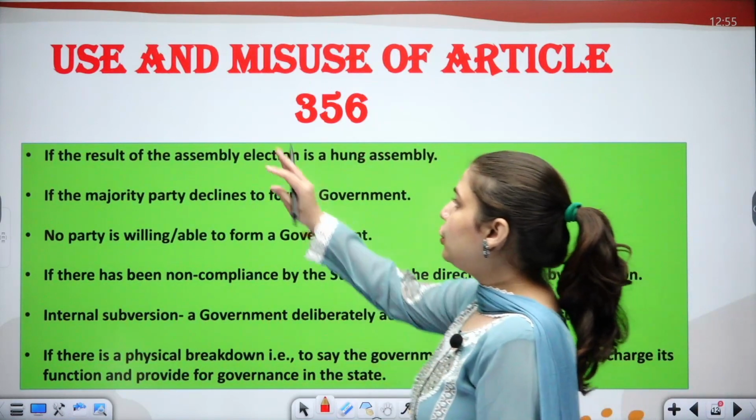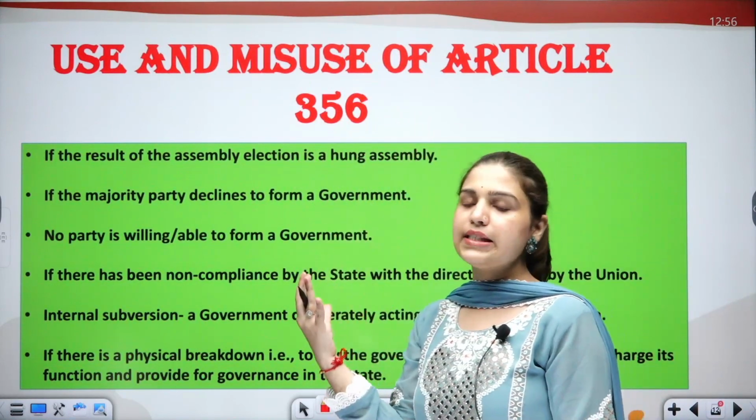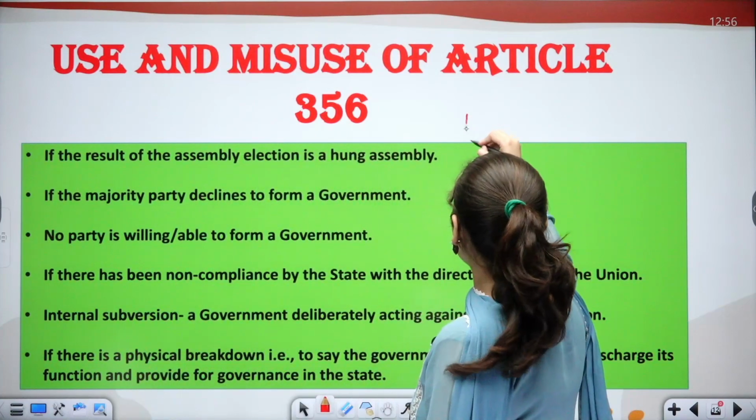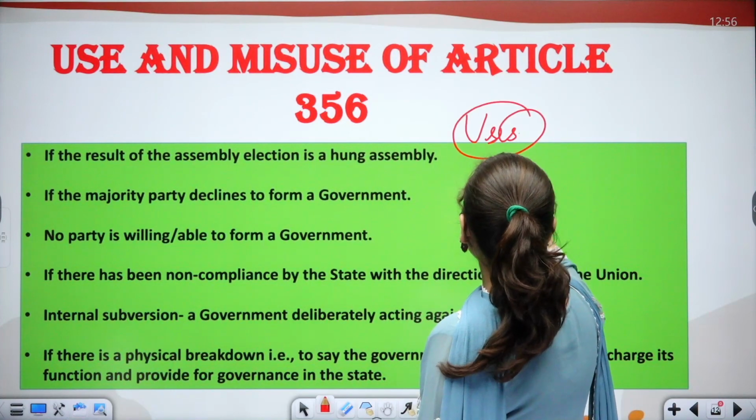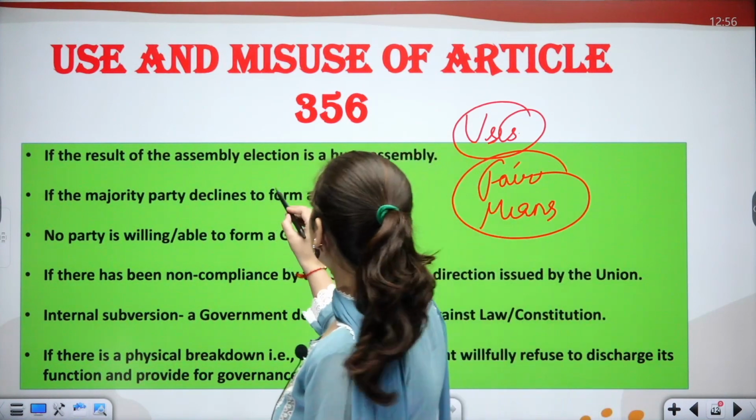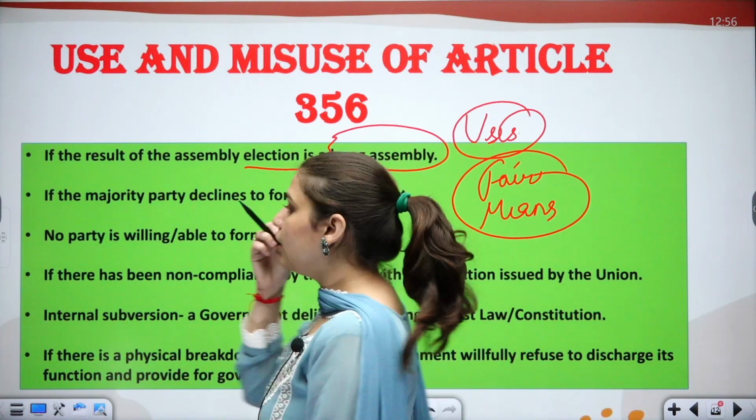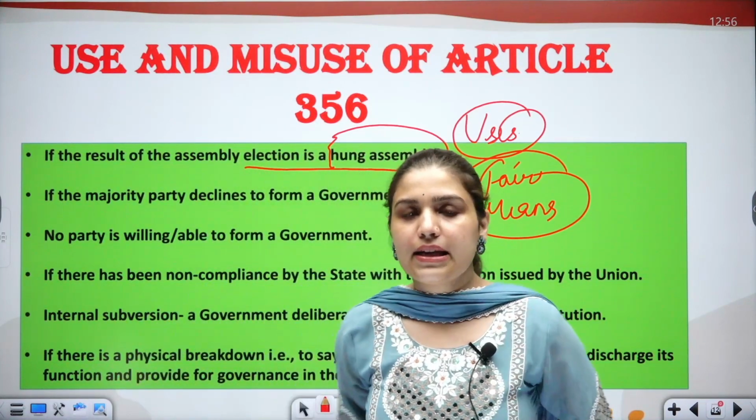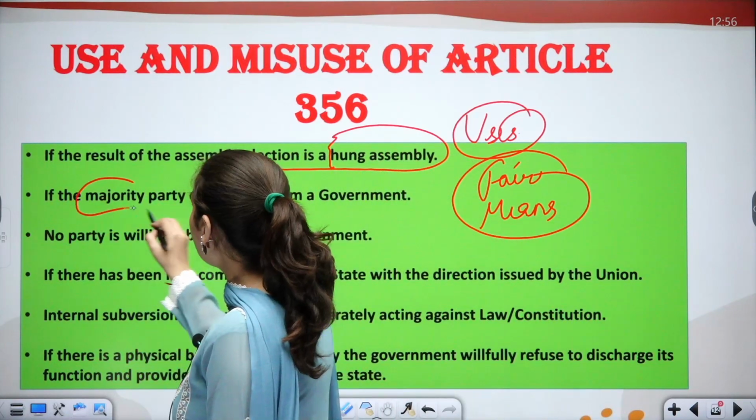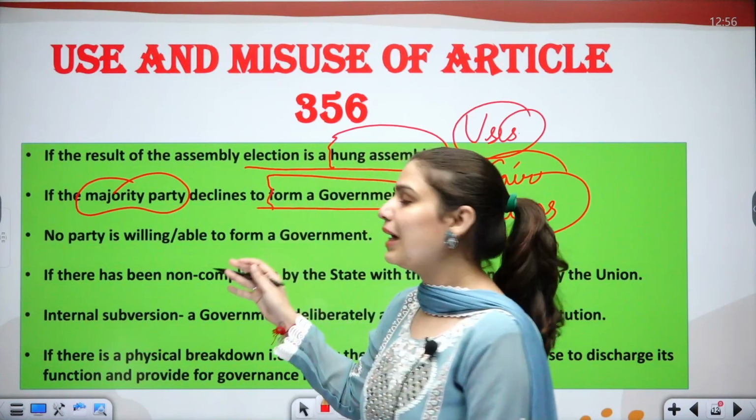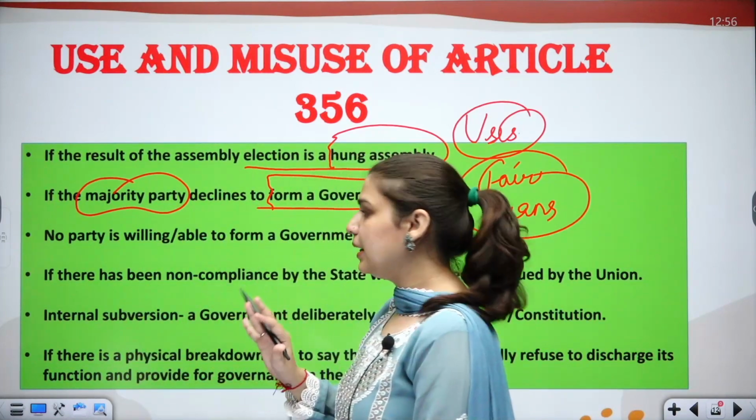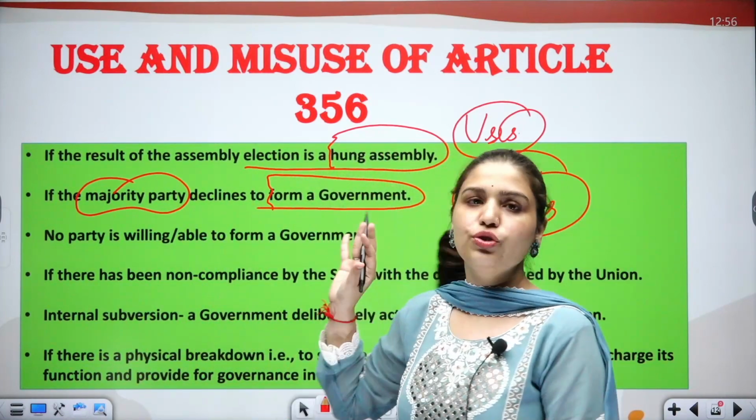Now moving on. Uses and misuse of Article 356: in which cases it can be used or in which cases it can be misused. Here we are talking about uses, how president rule can be used through fair means. If the result of the assembly election is a hung assembly, if no party has a clear majority, then president rule can be imposed. It is legal, it is valid. If the majority party declines to form a government, which is a very rare incident, then president rule can be imposed.